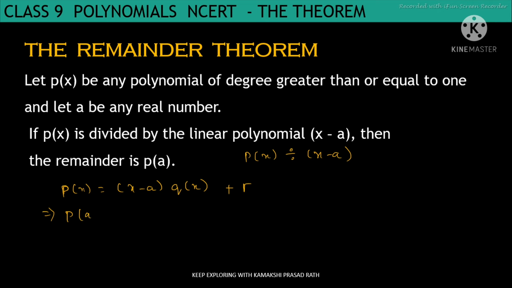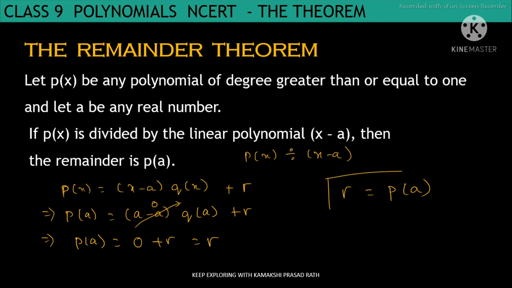So what is p of a? That means in place of x we put a. So in place of x, if we put a, x minus a becomes a minus a, and this becomes q of a plus r. That implies p of a is equal to, now a minus a becomes 0, so that is 0 plus r, and that is r. Hence we can see the remainder is nothing but p of a. So whenever p of x is divided by x minus a, the remainder that we get is p of a. So that is the remainder theorem.